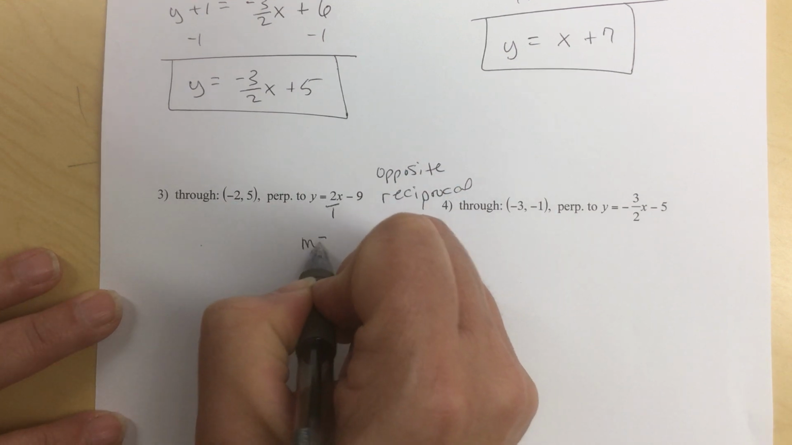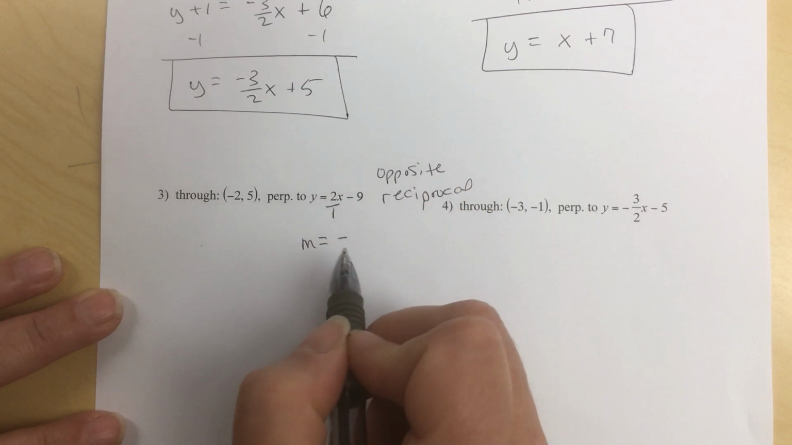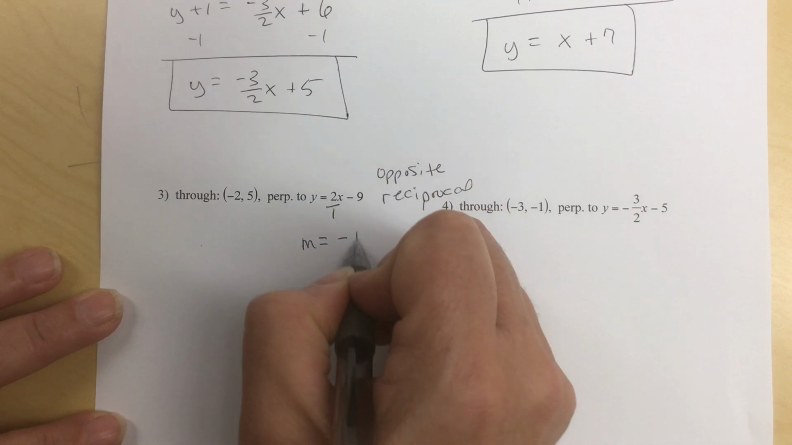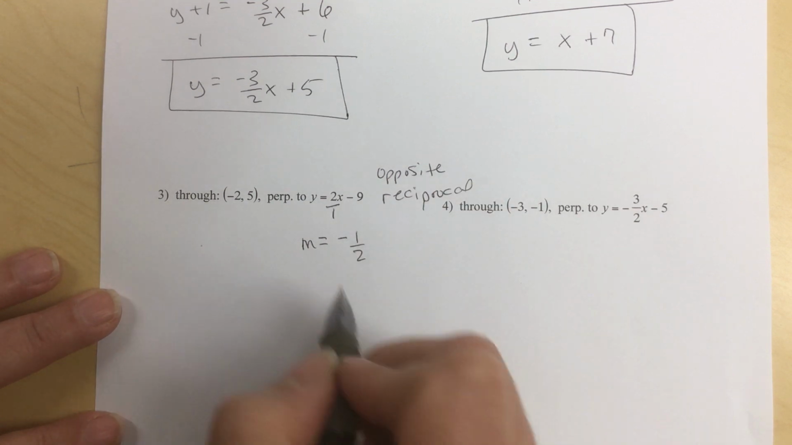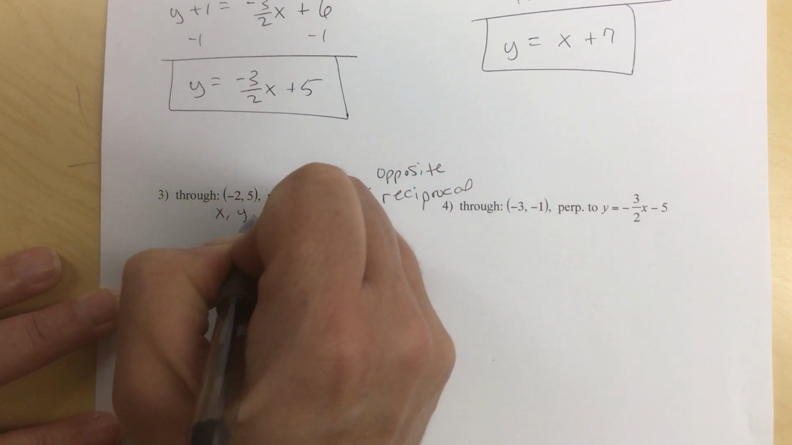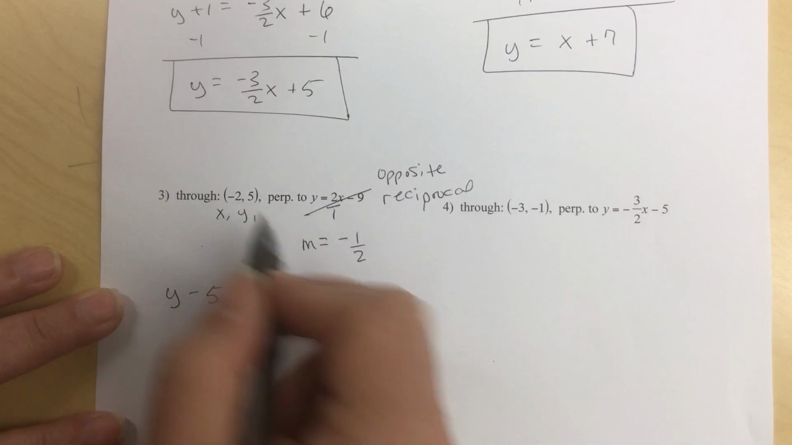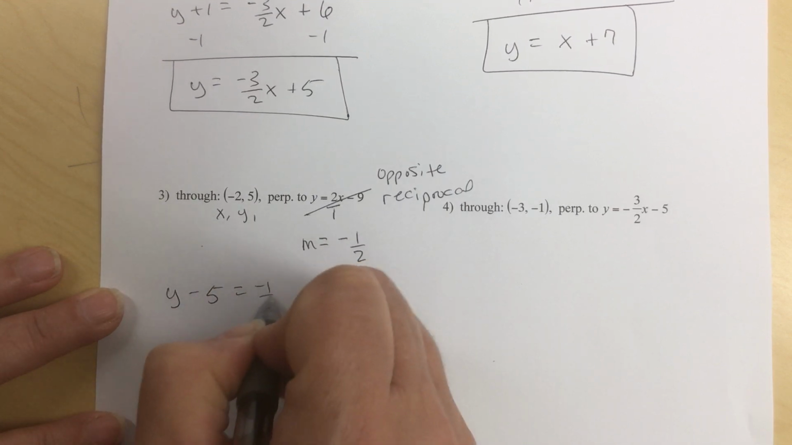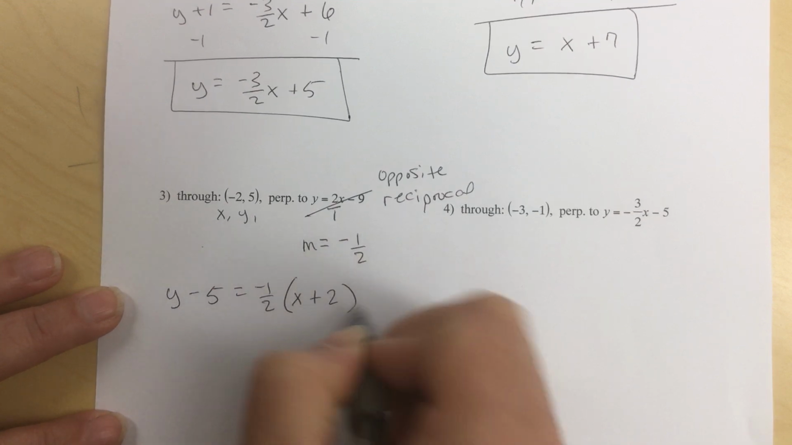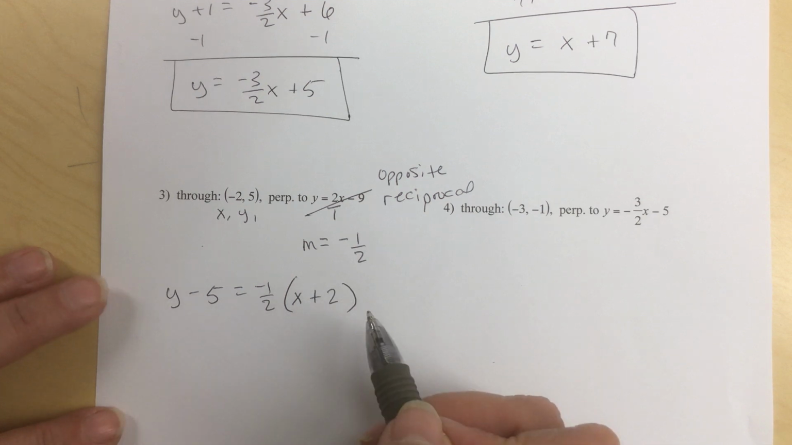So the slope that we're going to use is negative, because this is positive 2/1, so we're going to change it to negative, and we're going to flip it from 2/1 to 1/2. So we're going to use that, and now we're done with that equation. This is my x1, y1, so y minus 5, y minus y1 is equal to m, -1/2, times x minus x1, which is a -2. So minus a -2 is plus 2.